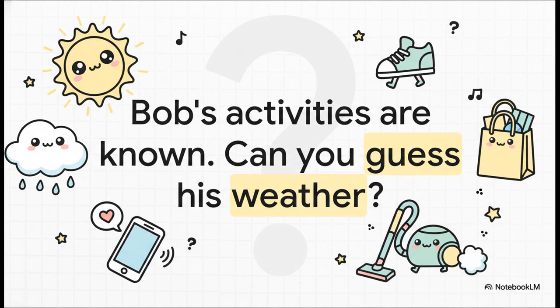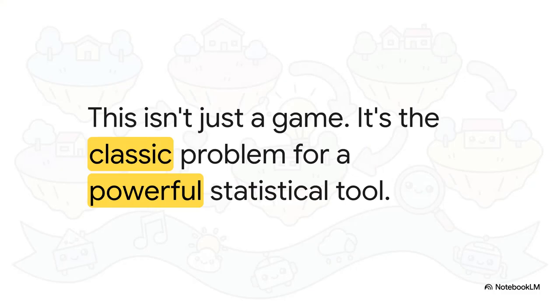Now your job, your challenge, is to use only that information, his activities, to figure out the most likely sequence of weather over the last few days. Now, I know it sounds like a simple guessing game, doesn't it? But this exact setup, using a series of things you can see to figure out a series of things you can't, is the absolute foundation for some incredibly sophisticated technology. This little puzzle, this is our way in.